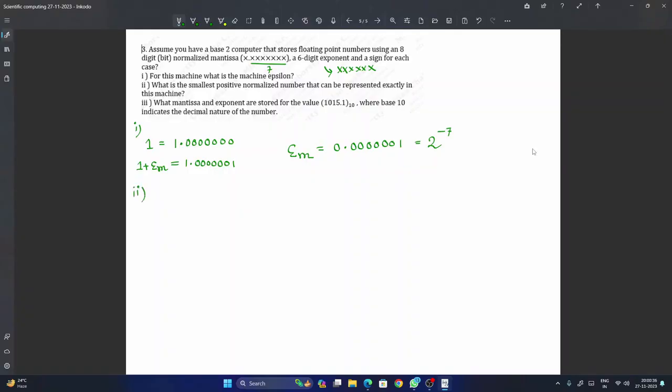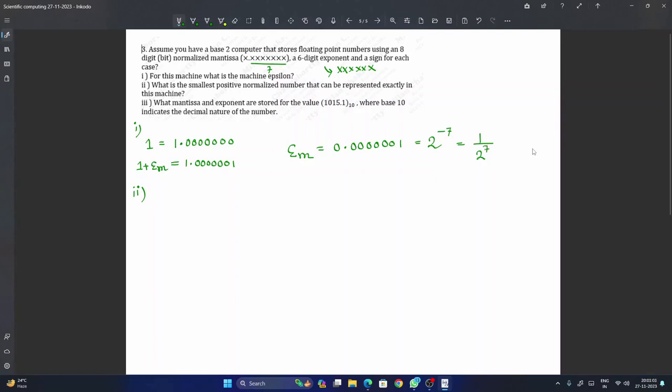So then we go to question number 2. So that is the answer, your machine epsilon. You don't need to convert it to decimal because it is already a decimal number, 1 into 2 to the power minus 7. Just calculate 2 to the power minus 7 and you will get the value. That means 1 by 2 to the power 7, and that is a very small value obviously.